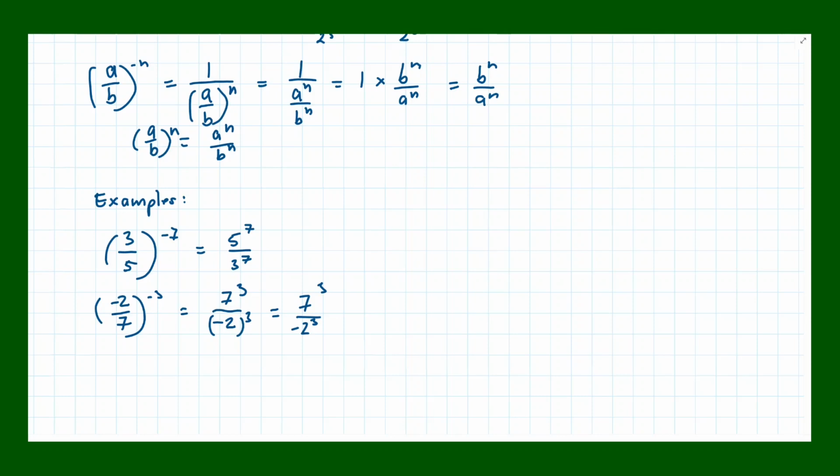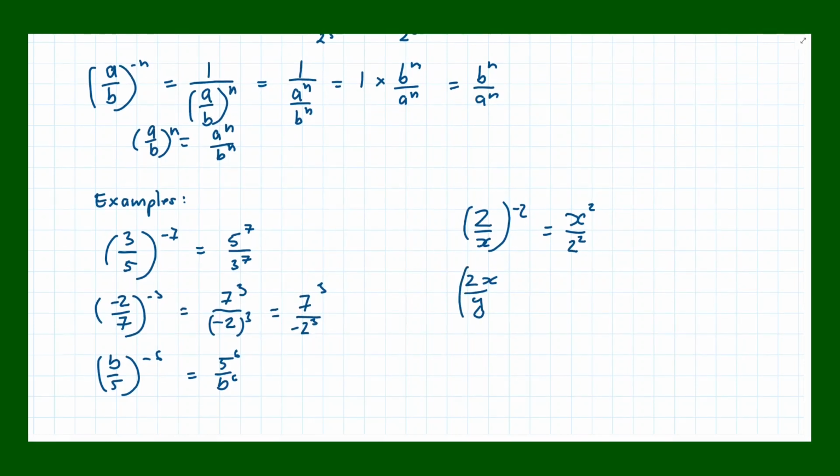Next example, b over 5 to the negative 6. Again, switch the fraction around, 5 over b, and each of them separately to the same power. Next example, 2 over x to the negative 2. Same drill. x comes at the top, 2 goes down the bottom, and now each of them is raised to the same positive 2 power.